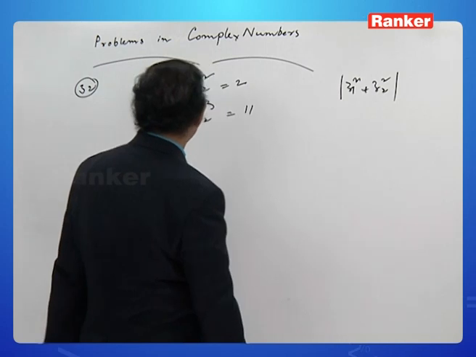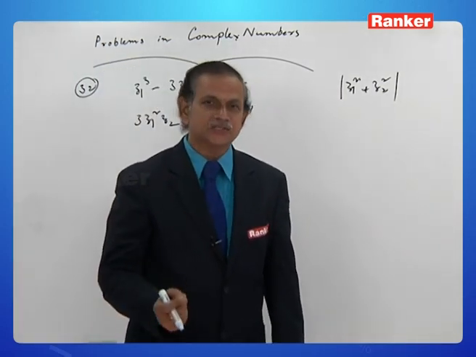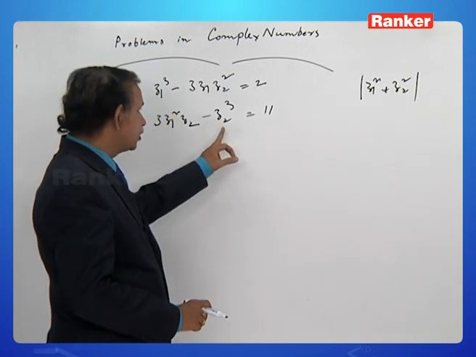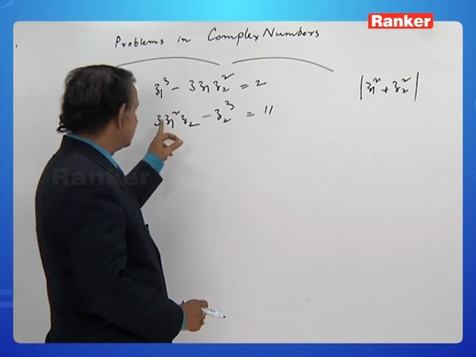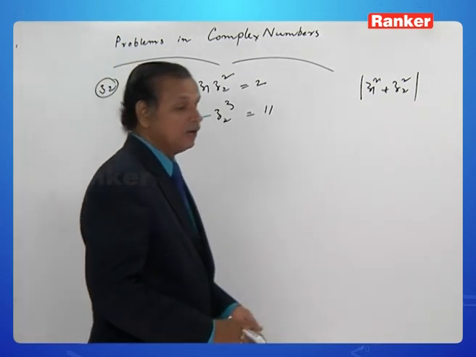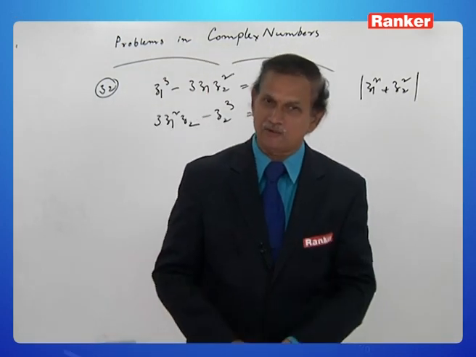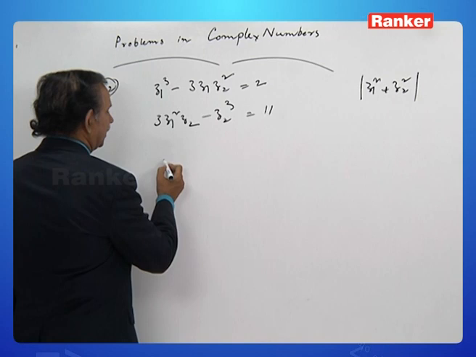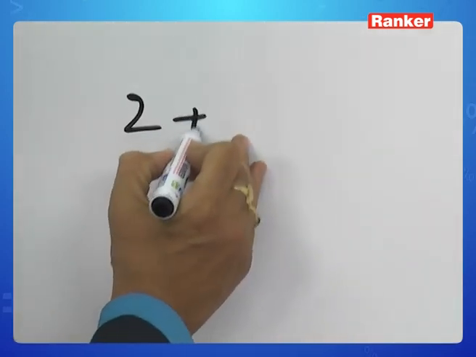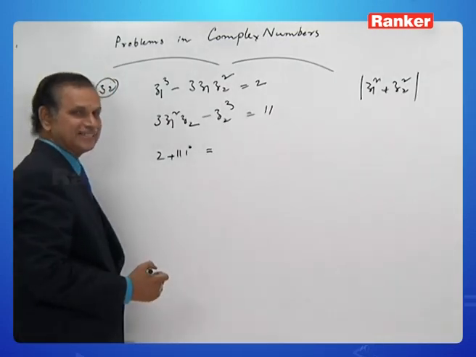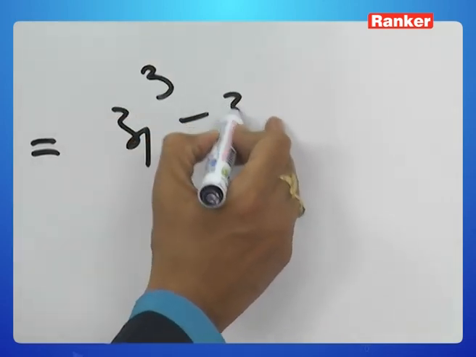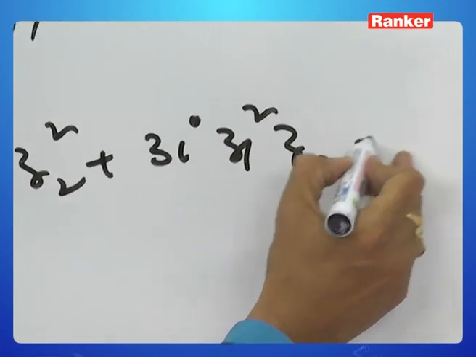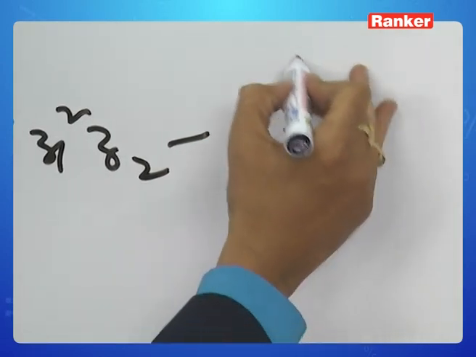We want to have that. Well, here, let us use a simple technique. You can easily observe that z1 cube is a perfect cube, z2 cube is a perfect cube, and 3 and 3 coefficients are occurring. We may make use of some a plus b whole cube. How can it be done? Let us look at this. See, you please consider, what is 2 plus 11i? What is 2 plus 11i? 2 means z1 cube minus 3z1 z2 square plus 3i z1 square z2 minus i z2 cube.